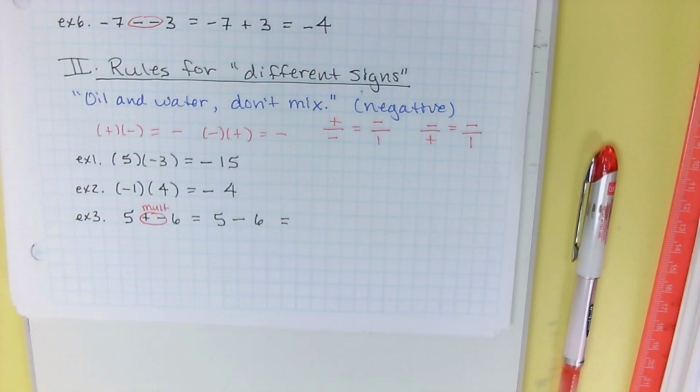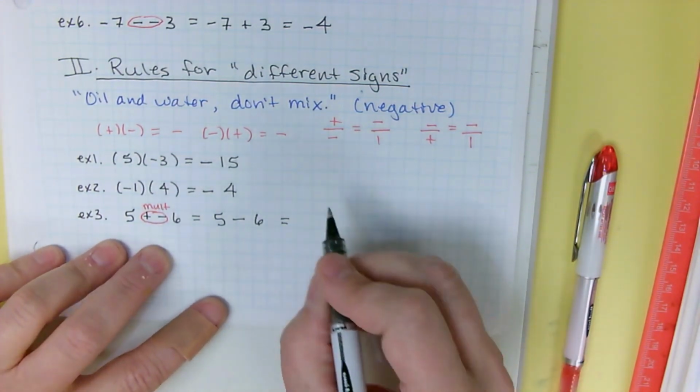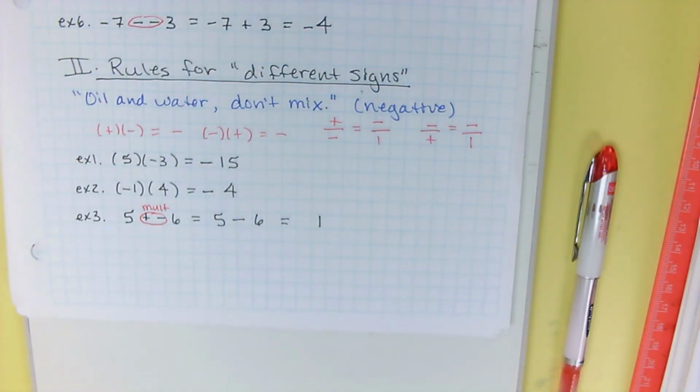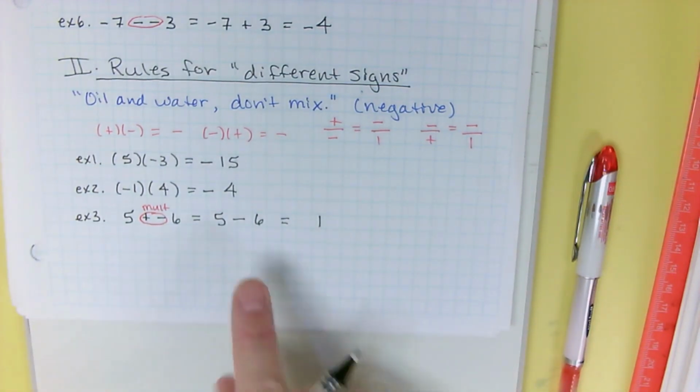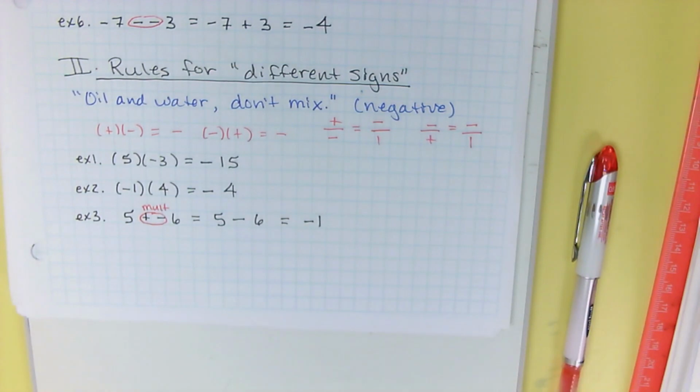Now we do our add subtract rules. If the signs are different, subtract the numbers. 6 minus 5 is 1, and the bigger number gives the sign. 6 is bigger, it's negative. The 1 is negative.